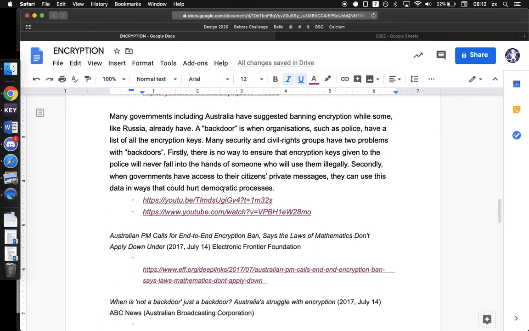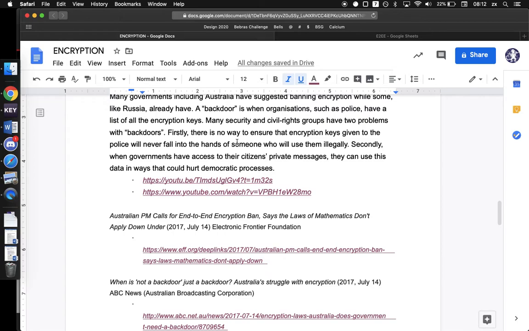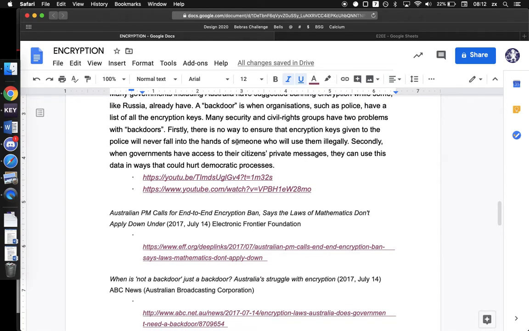Many governments, including Australia, have suggested banning encryption, while some, like Russia, already have. Okay, so this is a little bit old. I did update this, but Australia has banned encryption to some extent. They haven't banned encryption. They now have legal loopholes. A backdoor is when organisations such as police have a list of encryption keys.